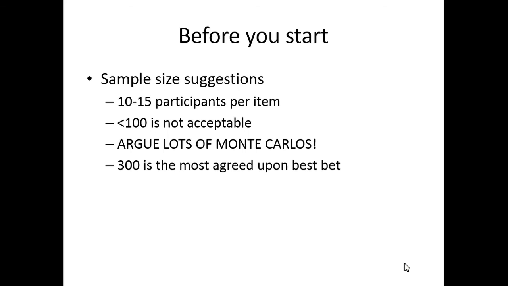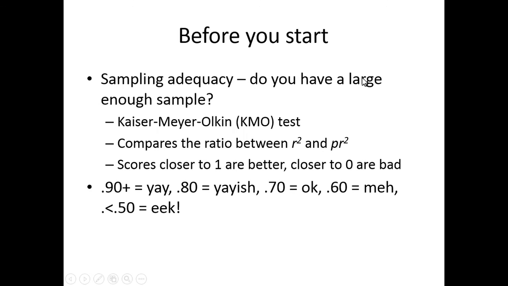So shooting for somewhere between 100 and 300. 300 is like the golden rule. If you have 200, most people won't blink. The closer you get to 100, the more cranky people are. So that's how many people. We've got 2,700 in this data set, so we're okay.